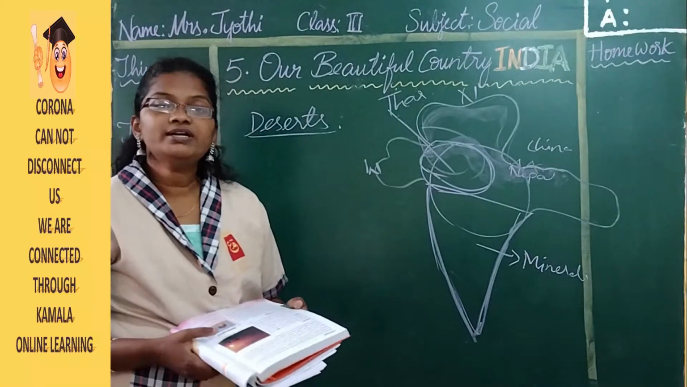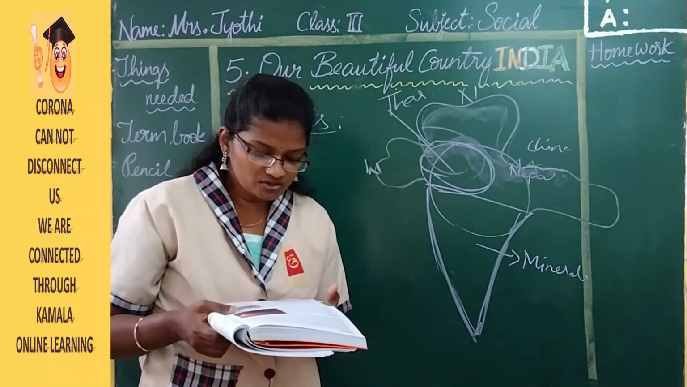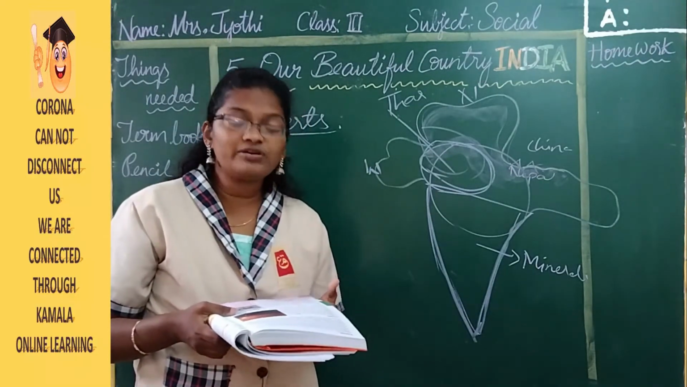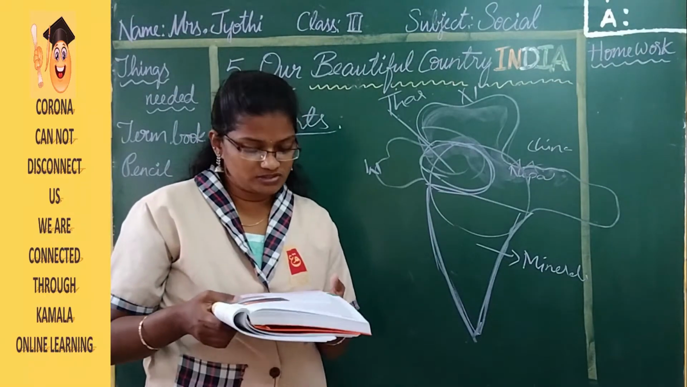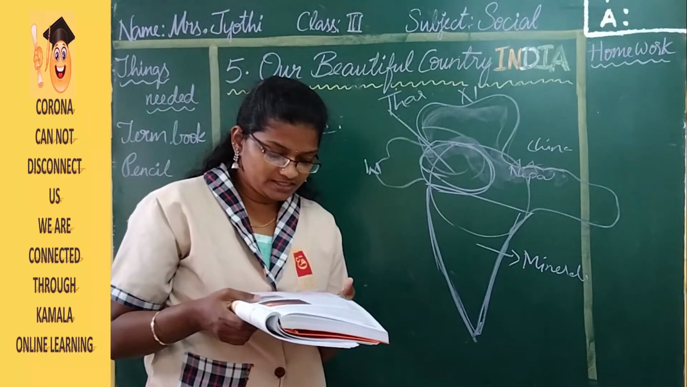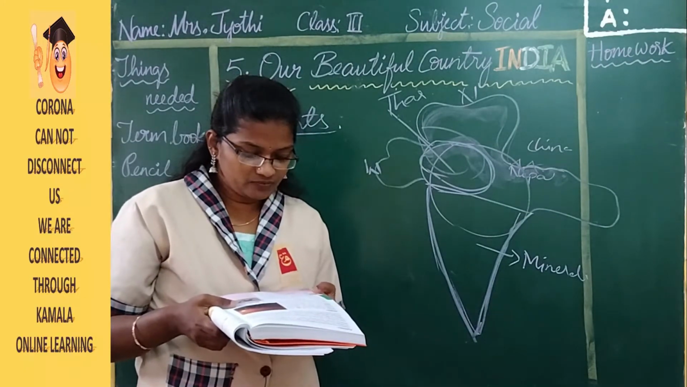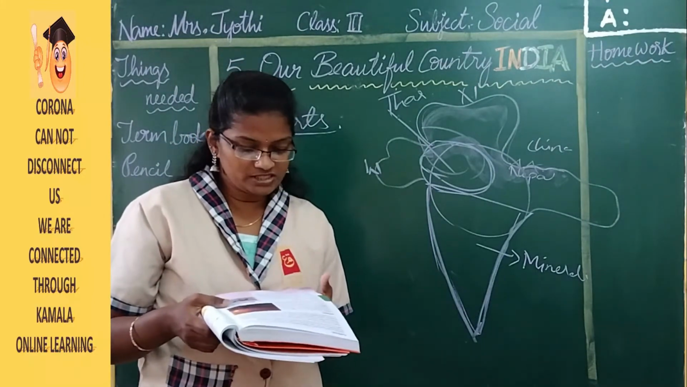So this is about the deserts. Then coastal plains. The coast of eastern and western India are bordered by low flat lands. These flat lands are known as the coastal plains. The coastal plains in the east are known as the east coastal plain, and the one which is located towards the west is called the western coastal plain.